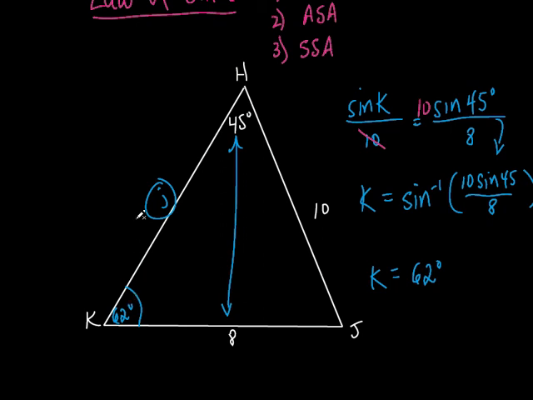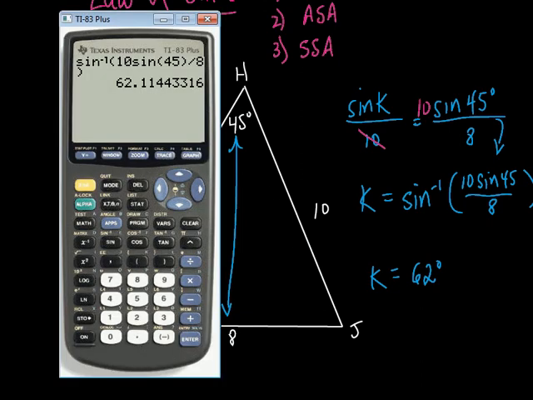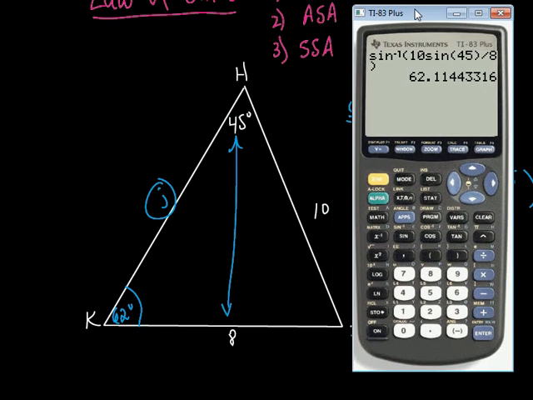Now remember what we wanted to do. We wanted to solve for side J, didn't we? But our problem was, before solving for side J, we didn't know angle J. But now we can find angle J very, very easily. How can I find angle J now? That's right, 180 minus 45 minus 62. You got it. So let's plug that stuff in.